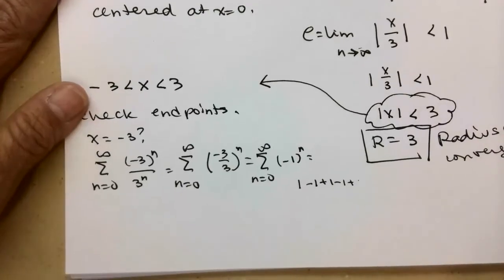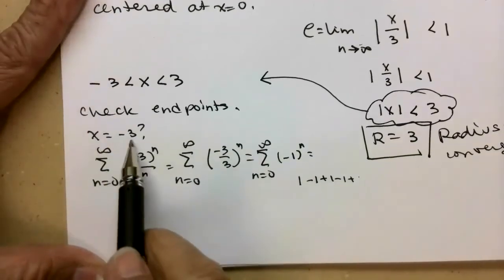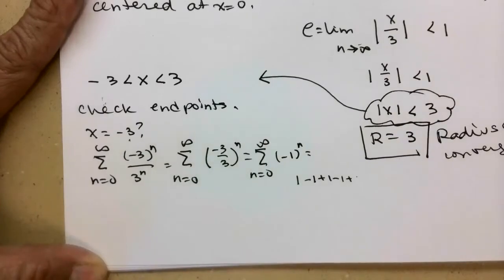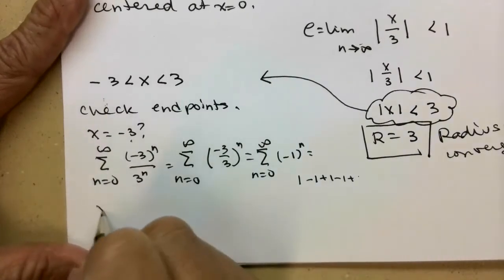My nth term doesn't go to 0, so it doesn't work. It does not converge if x equals negative 3. So I'm not going to include that one. Okay, so then let's check positive 3.